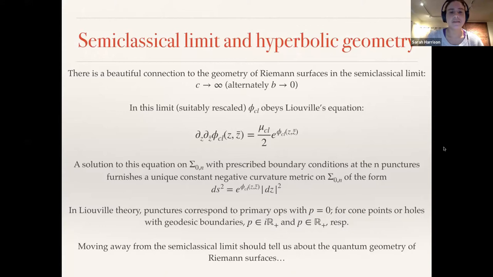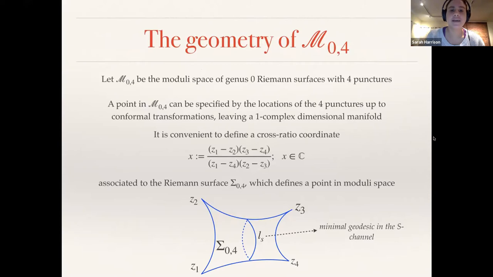But you can also move away from the semi-classical limit and study the quantum theory, and this should tell us something about the so-called quantum geometry of Riemann surfaces, which is also a very interesting subject, which I won't say much about today. Today we're going to focus on the simplest case for us to study, though we may eventually like to study different, more general moduli spaces of Riemann surfaces. But today we're just going to focus on genus zero Riemann surfaces with four punctures. I'd like to review a bit about the geometry of the moduli space M_0,4 of these Riemann surfaces. There are many ways to parameterize the moduli space of M_0,4, but I'm going to focus on a specific one which will be useful for the computations that we want to do.